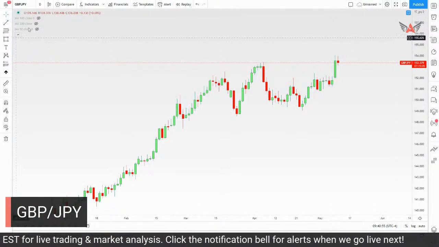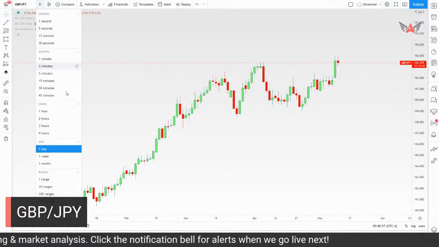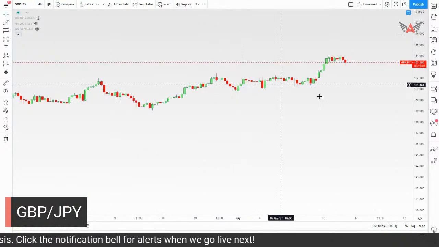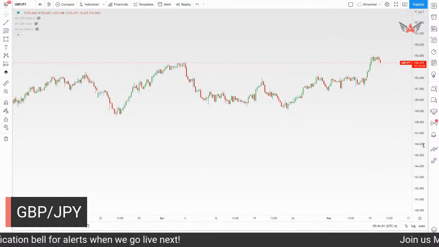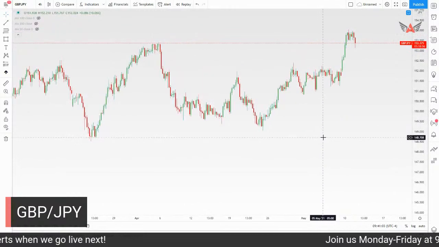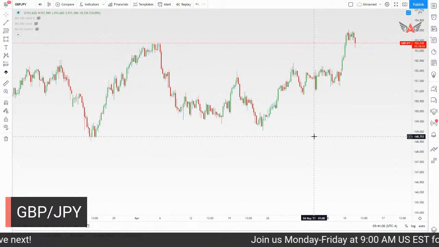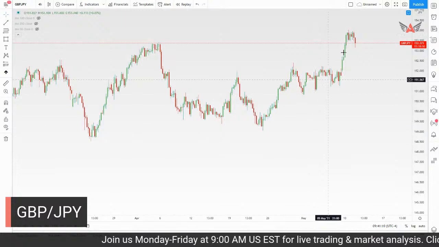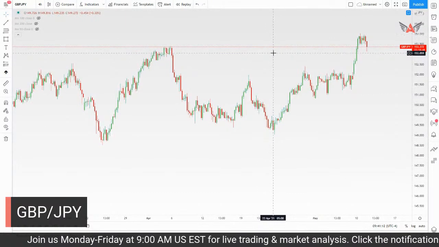Okay, let's look at pound yen together. I want to look at it on the 4-hour view. See what you guys have to say on this guy. So what do you guys think? Pound yen, bullish, bearish? Is it going to go backwards? Who knows? What do you guys think? I have my opinions on this pair for sure.